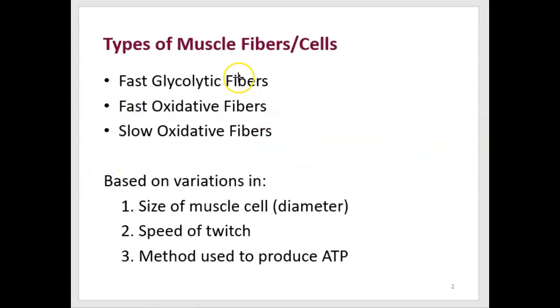So here is a list of the three different types of muscle fibers, and they're categorized the way they are: fast glycolytic, fast oxidative, and slow oxidative, based on their size, the speed with which they can twitch or contract, and third, what method do they use to produce ATP? So we're going to categorize each one of these things and relate it to the different types of muscle fibers.